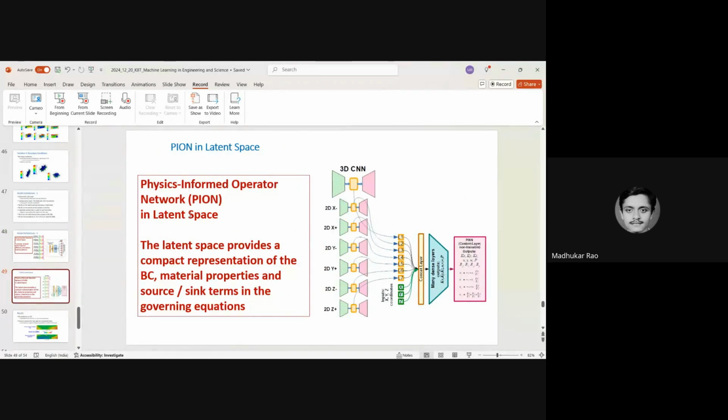So there's a physics-informed operator network in the latent space. That provides a compact representation or dimensional reduction of the boundary conditions, the material properties, force and sink terms in the governing equation. And the last layer you can see is the governing equations that are embedded into the last layer.